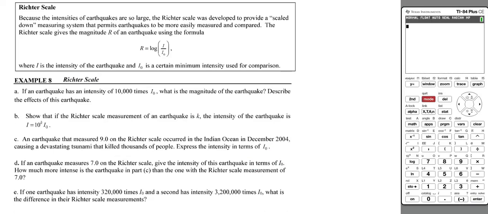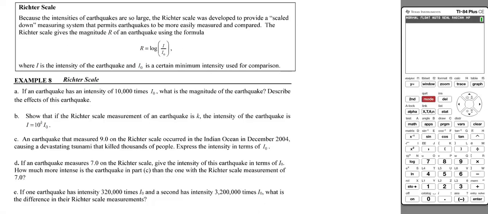The Richter scale. Because the intensities of earthquakes are so large, the Richter scale was developed to provide a scaled-down measuring system that permits earthquakes to be more easily measured and compared. The Richter scale gives the magnitude R of an earthquake using this formula. R equals the log of I over I sub O.